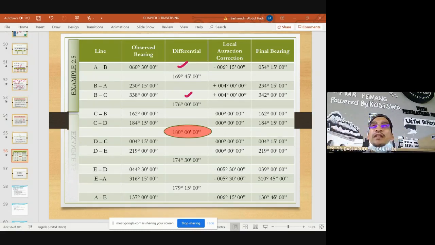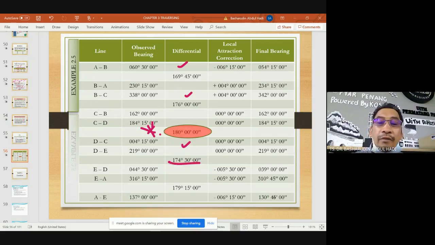It should be 180, right? It's less than 180 degrees. Another one, BC to CB, again less than 180 degrees. It shows that local attraction occurs. The right one is 180 degrees between CD and DC. D is the right one, so we should start the calculation from this one.